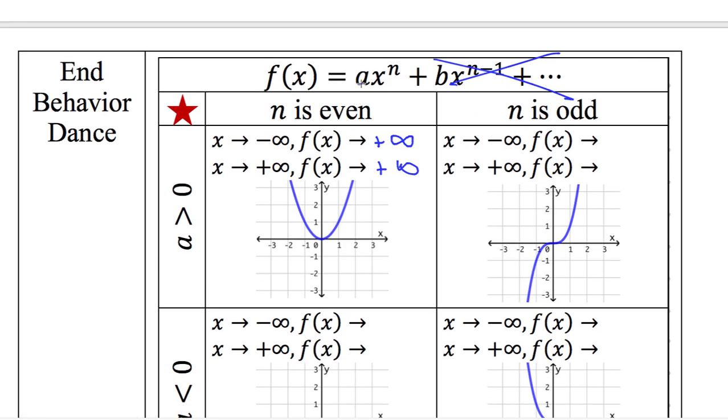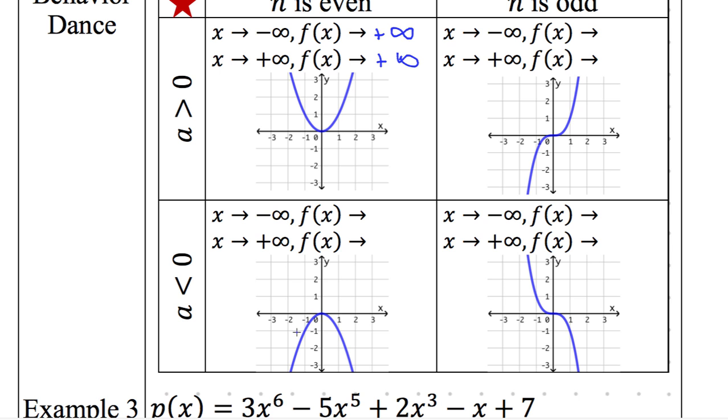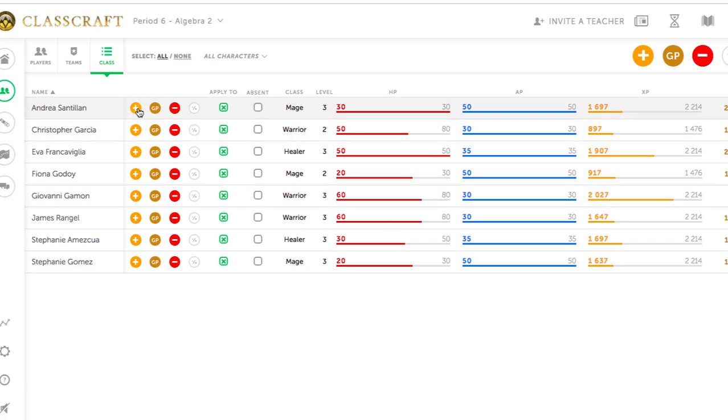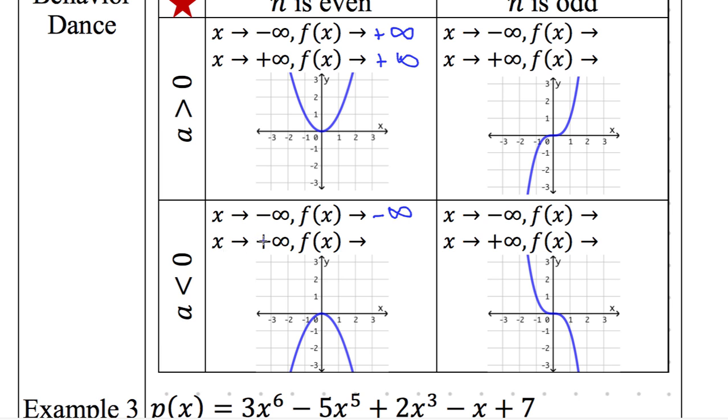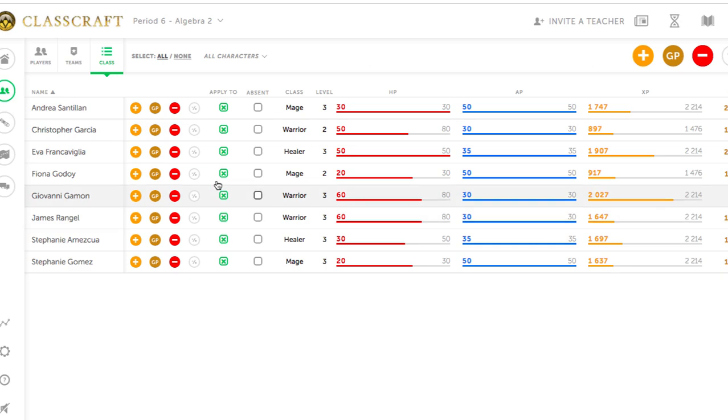When this first term is negative instead of positive, then it's below the x-axis. So as x approaches negative infinity, f of x approaches negative infinity. There it is. Eva, you're doing the next one. As x approaches positive infinity, f of x approaches negative infinity. As I go to the right, it goes down. Good job, Eva.